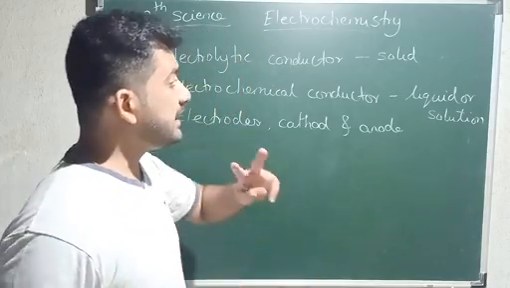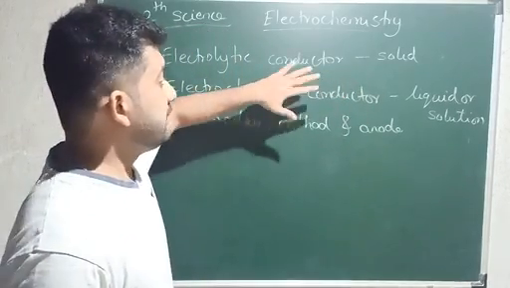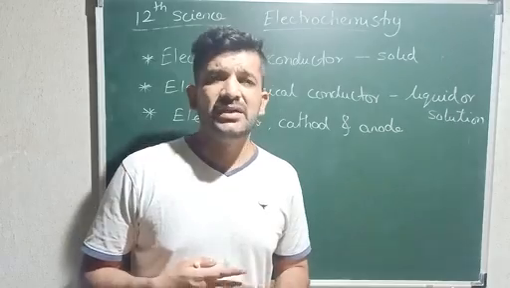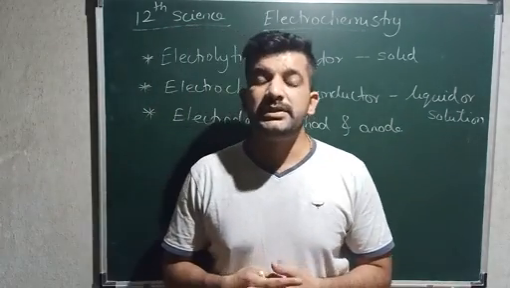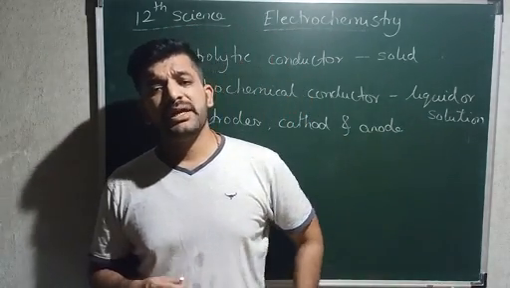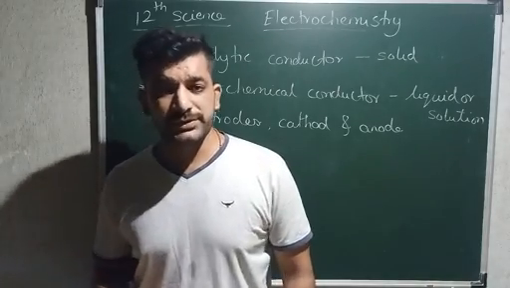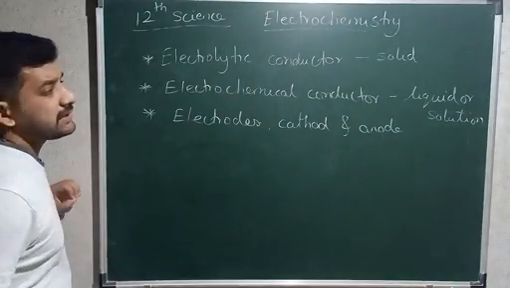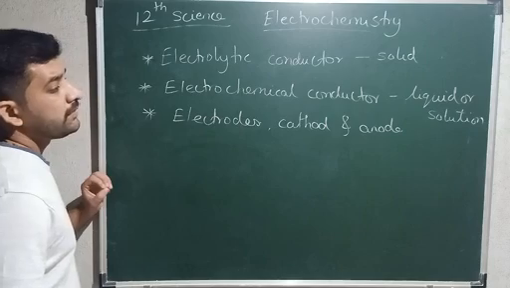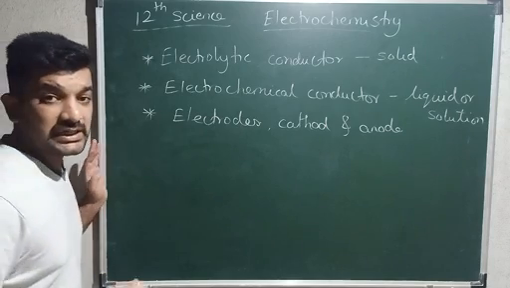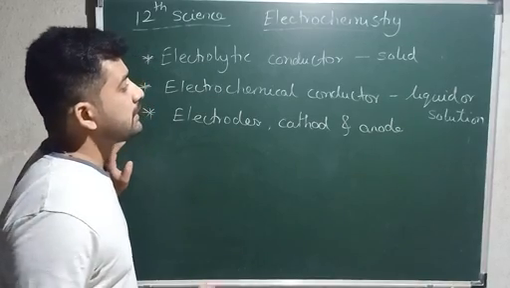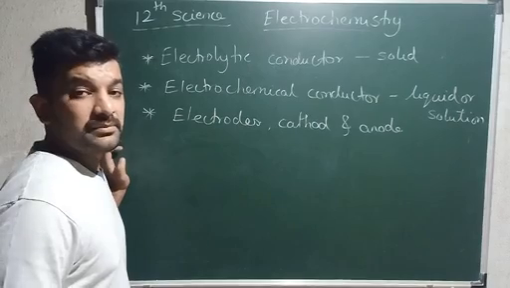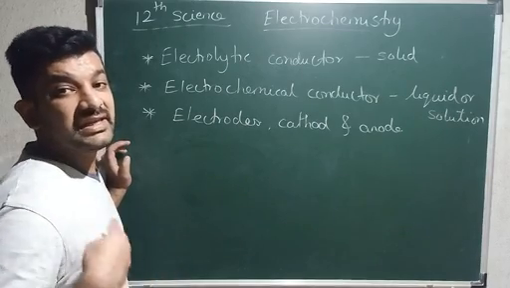This is the second point of differentiation. These are differentiation points which can be asked. Not many times are they asked in board exams, but they can be asked in boards. So electrolytic conductors are solid, while electrochemical conductors are in liquid or solution state. Second, for electrolytic conductors, metals have free electrons.